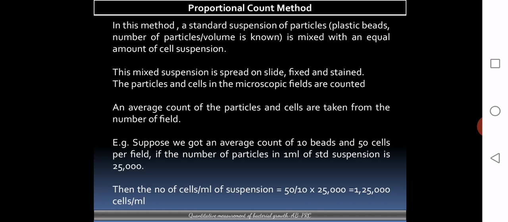For example, if we got 10 beads and 50 cells as the average number per field, and the number of particles in 1 ml of the standard suspension is 25,000, that we already know because we added the particles into the solution. So we know the standard number of particles in this particular solution per ml, right? Then the number of cells per ml of the suspension will be calculated as follows: 50 by 10 into 25,000 equals 1,25,000. That will be the cells per ml.